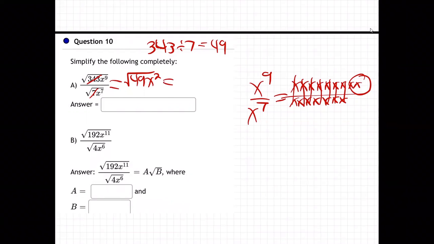Well, what's the square root of 49? 7. What's the square root of x squared? x. That's our answer for part A.